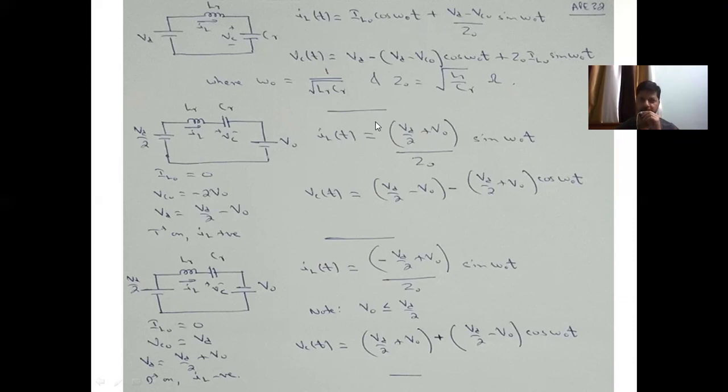So we get IL of t is equal to (Vd by 2 plus V0) upon Z0 into sin omega 0 t. And the capacitor voltage, again we substitute VD is equal to VD by 2 minus V0 and VC0 is equal to minus 2V0, you'll get Vc of t is equal to Vd by 2 minus V0 minus (Vd by 2 plus V0) cos omega 0 t.